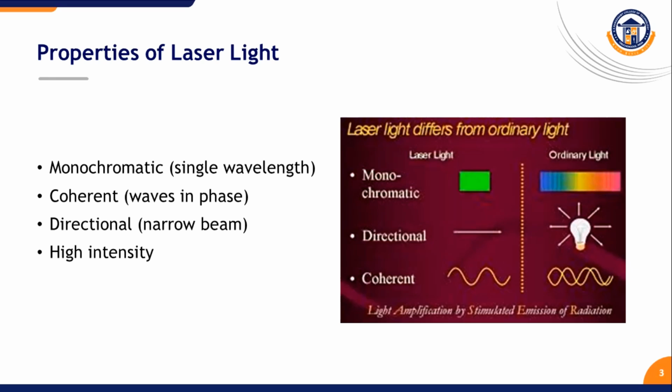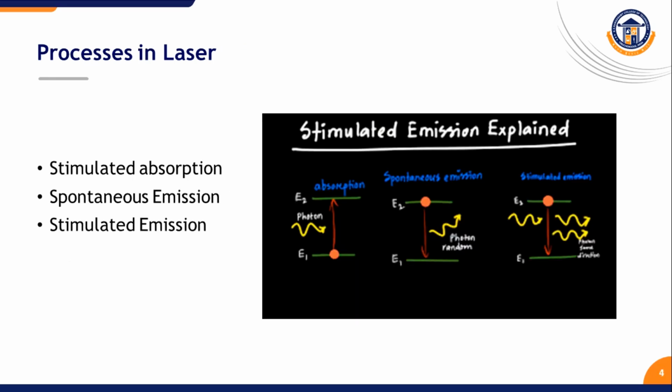And next one is directionality. The beam is very narrow and does not spread out like torchlight or sunlight. Even after traveling a long distance, it stays focused. And fourth one is high intensity. Because of high directionality, the light beams concentrate in one direction. The beam is very powerful. For example, even a small laser pointer can be seen clearly at a distance. These four properties make laser suitable for applications like surgery, communication, cutting materials and scientific research.